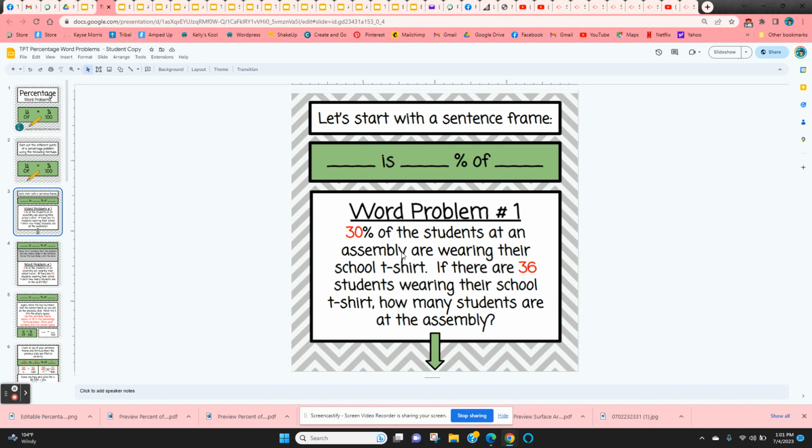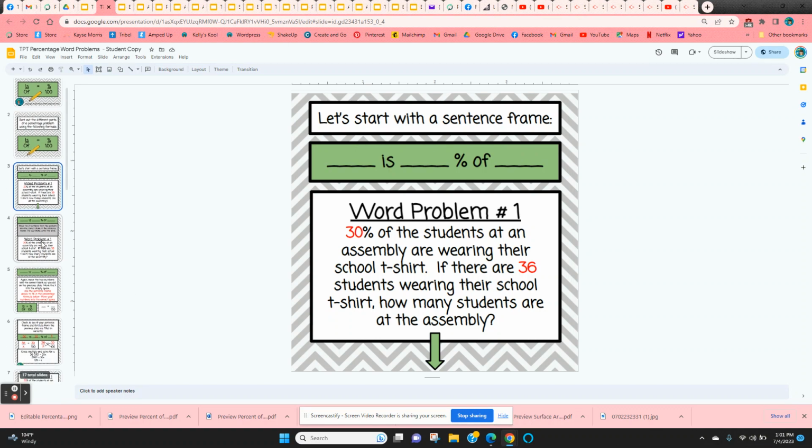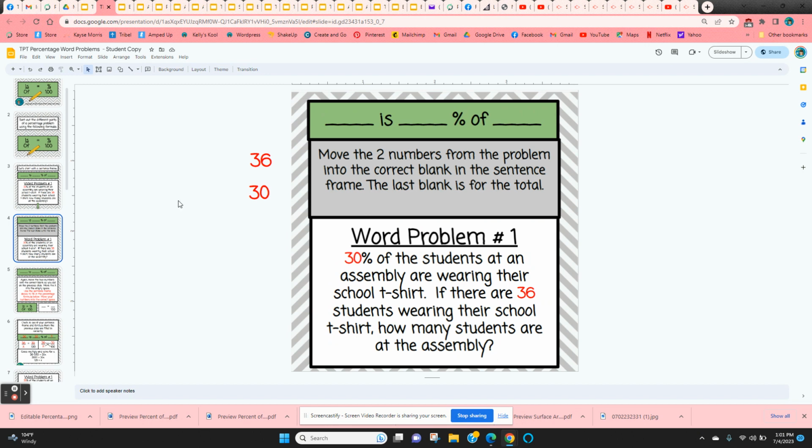So the first word problem: 30% of the students at an assembly are wearing their school t-shirt. If 36 students are wearing their school t-shirt, how many students are at the assembly? Okay, so we're going to start on the next slide. Here's the word problem again. We've got the two numbers from the word problem, 36 and 30. The easiest way to place them in the sentence frame is to place the percentage first.